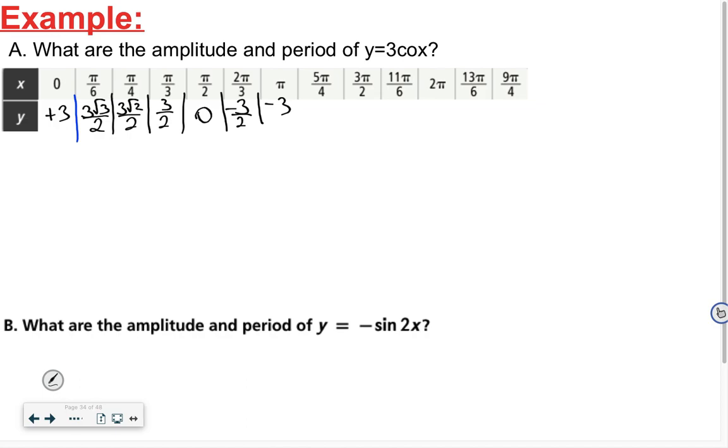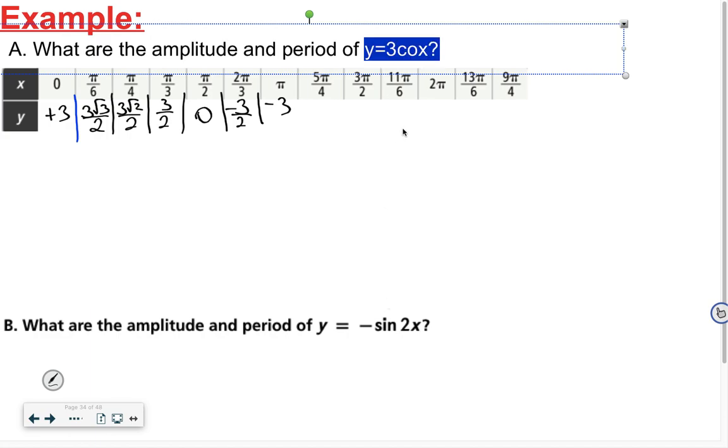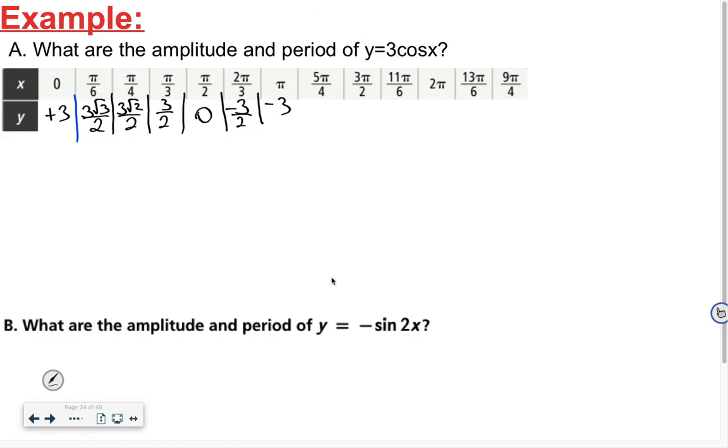What I'm doing is just substituting this x value into the function, and then whatever the function is, multiplied by 3. By the way, this is going to be the cosine function. Let me correct this. It's going to be the cosine function. All right, let's continue.